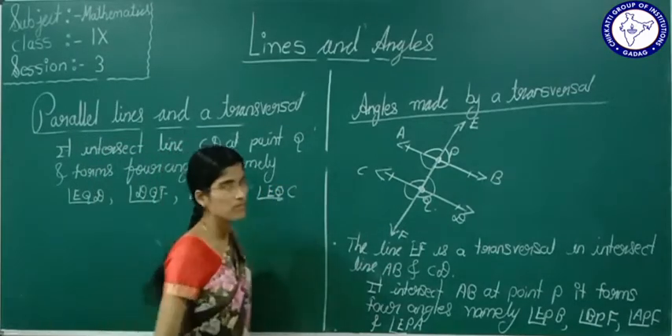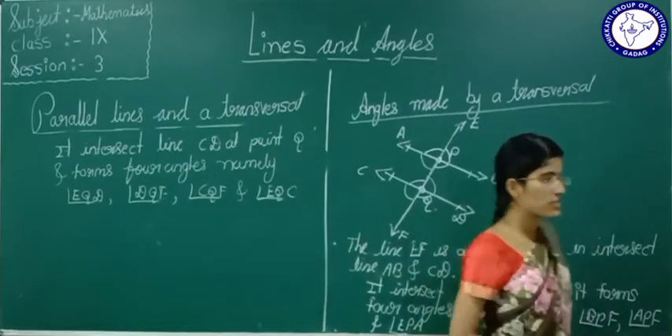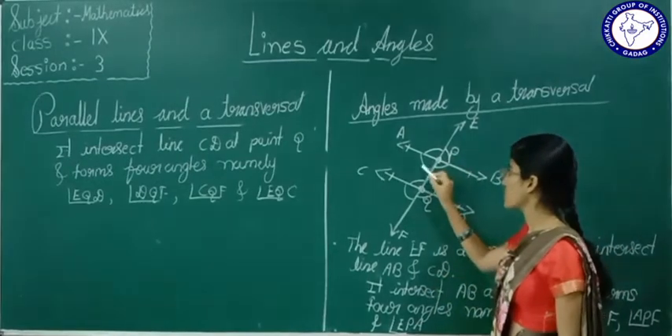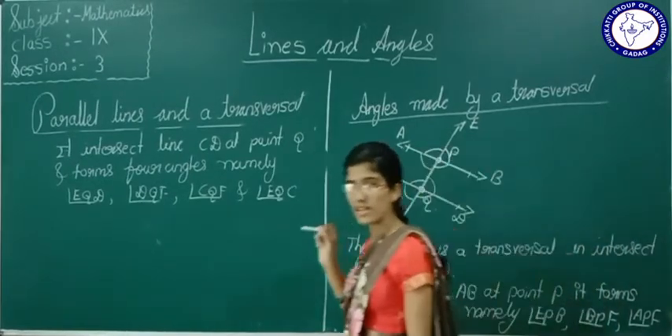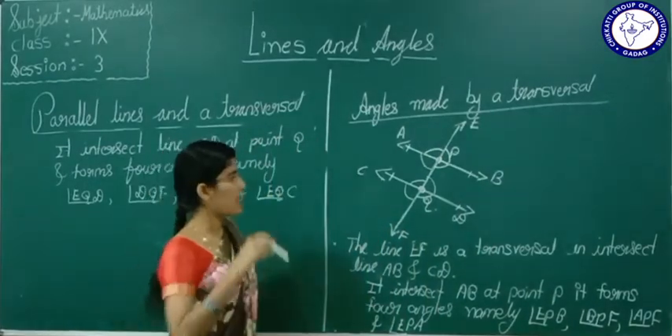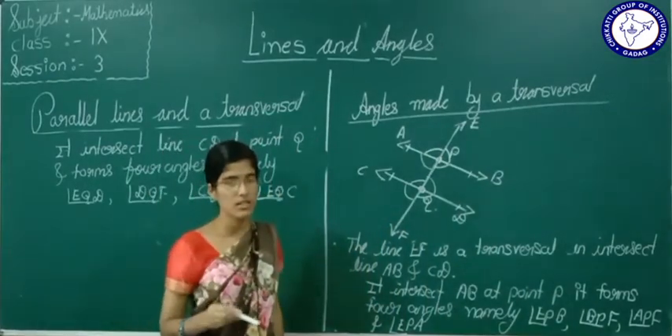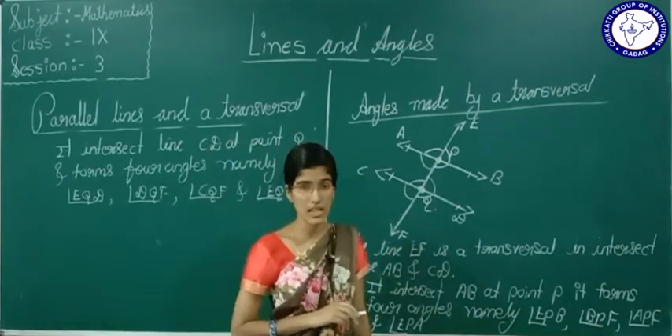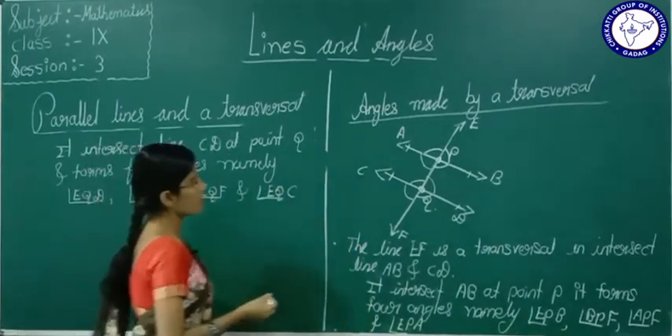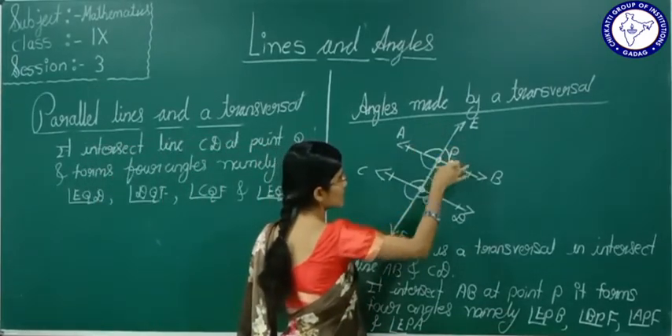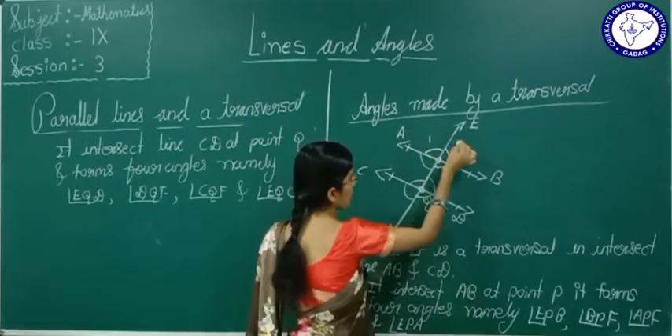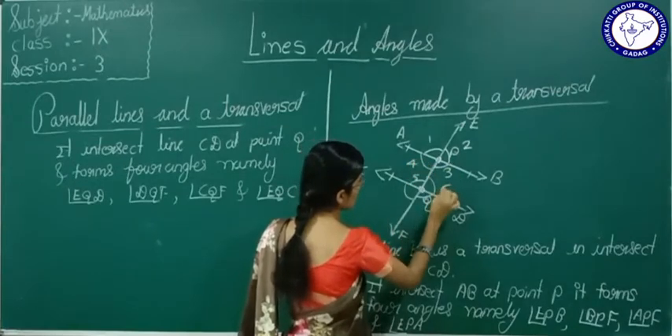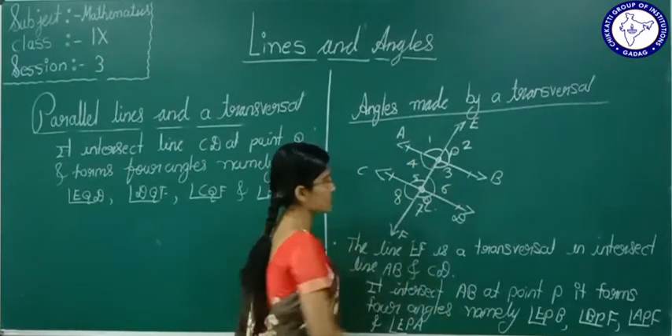Now see here, if a transversal intersects 2 lines, how many angles are we getting, students? 1, 2, 3, 4, 5, 6, 7, 8. 8 angles we are getting. If a transversal intersects 2 lines AB and CD, we are getting 8 angles. We will label these angles by numerals: angle 1, 2, 3, 4, 5, 6, 7, 8.